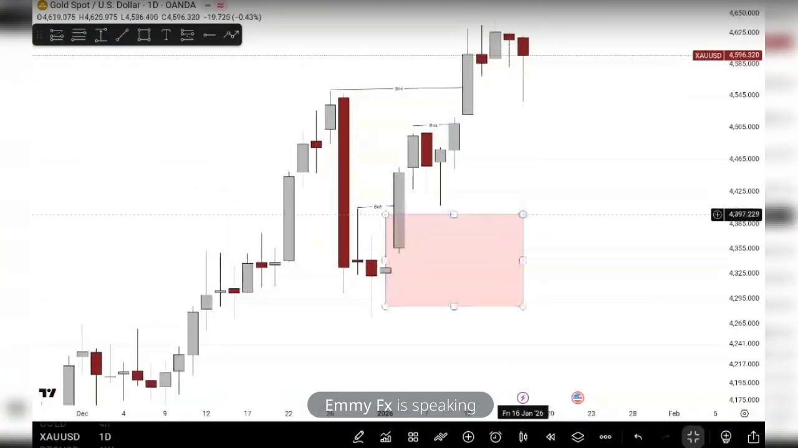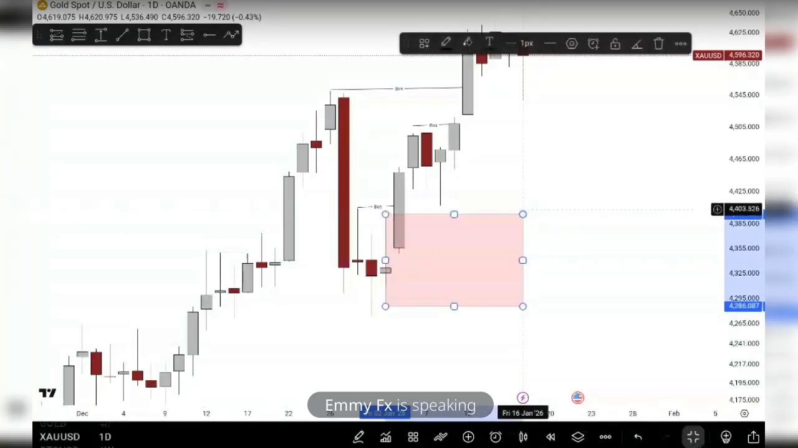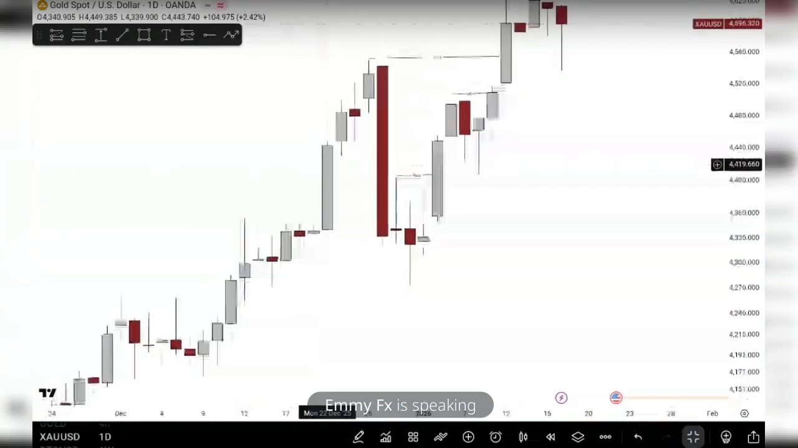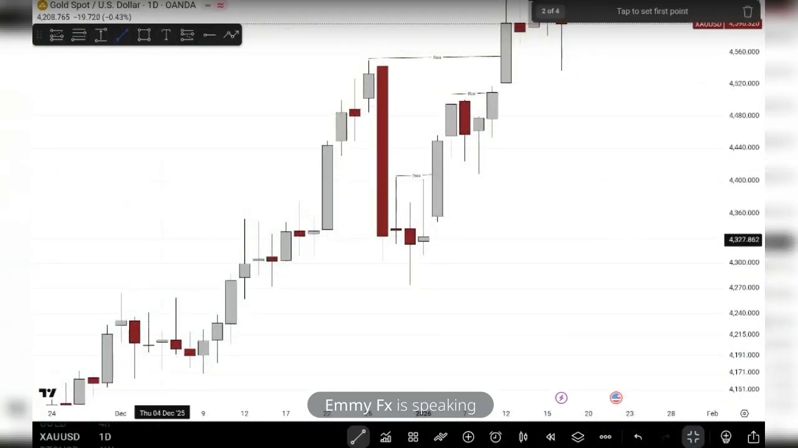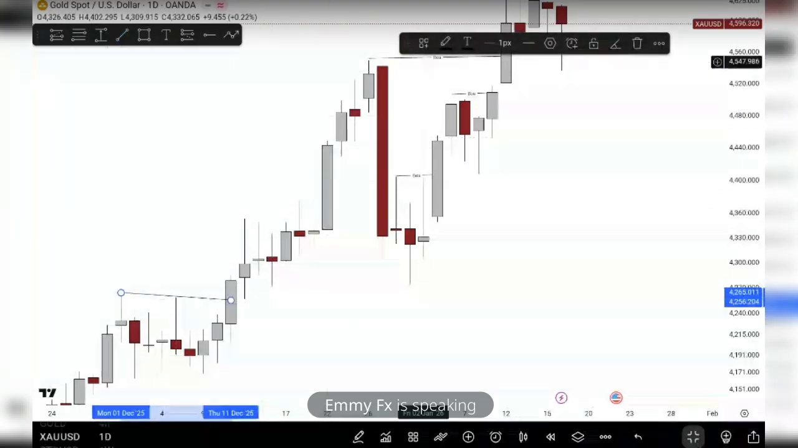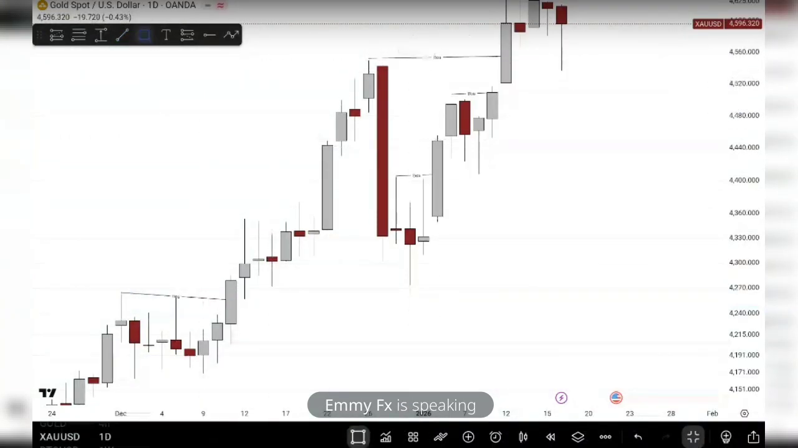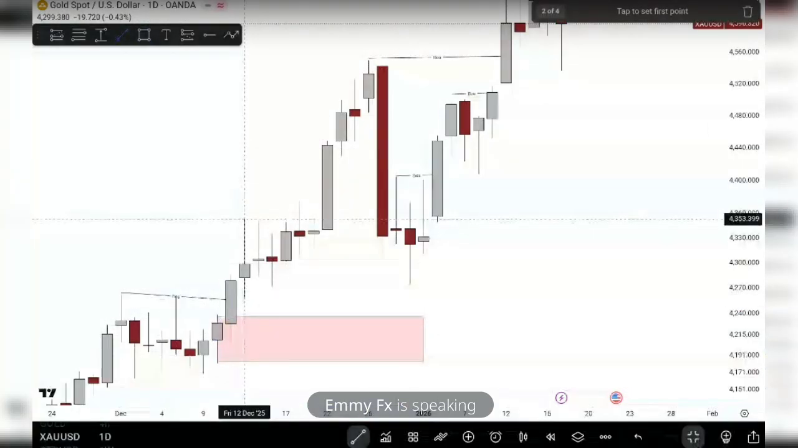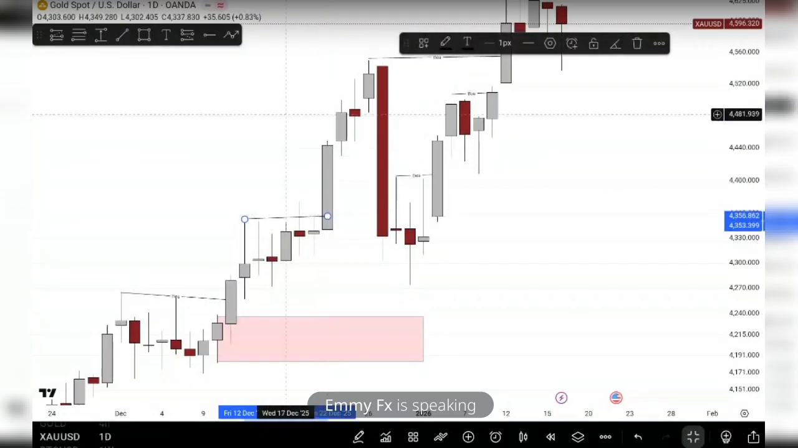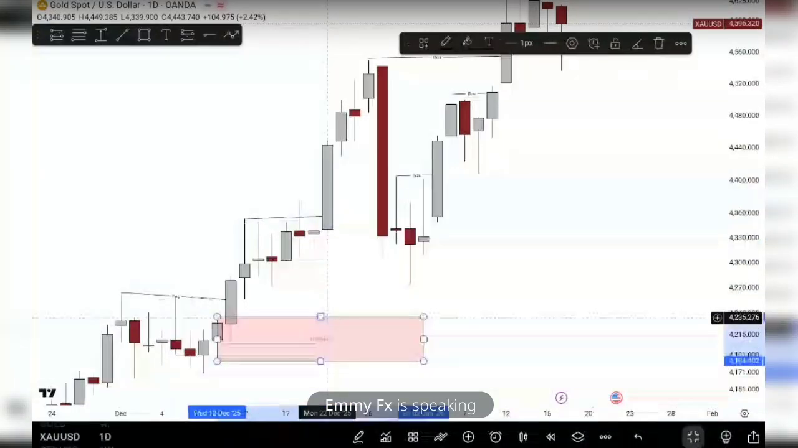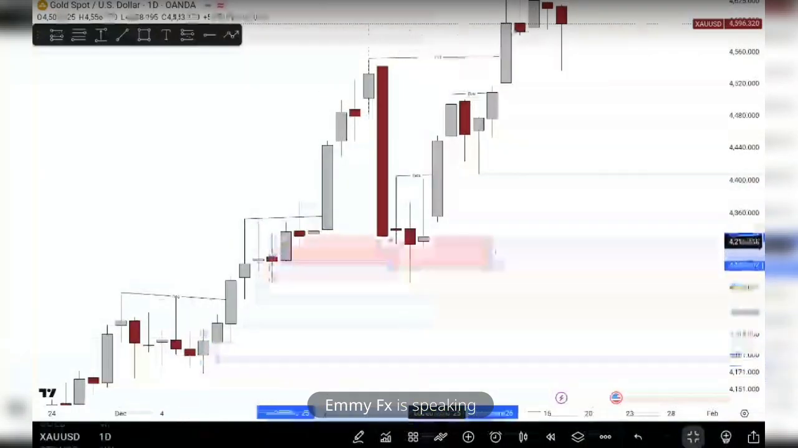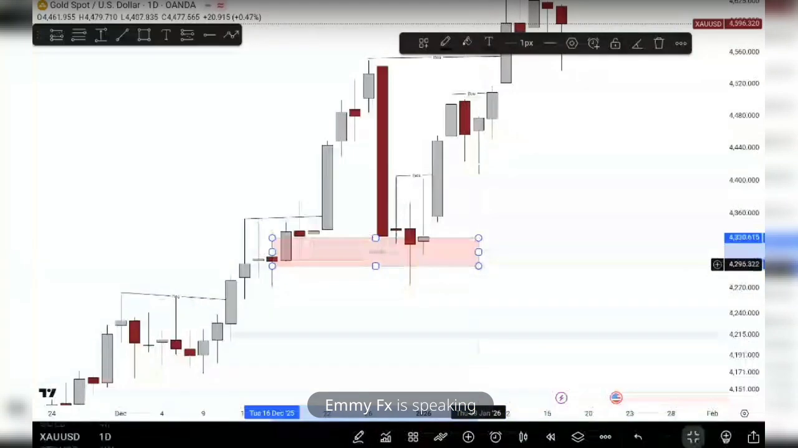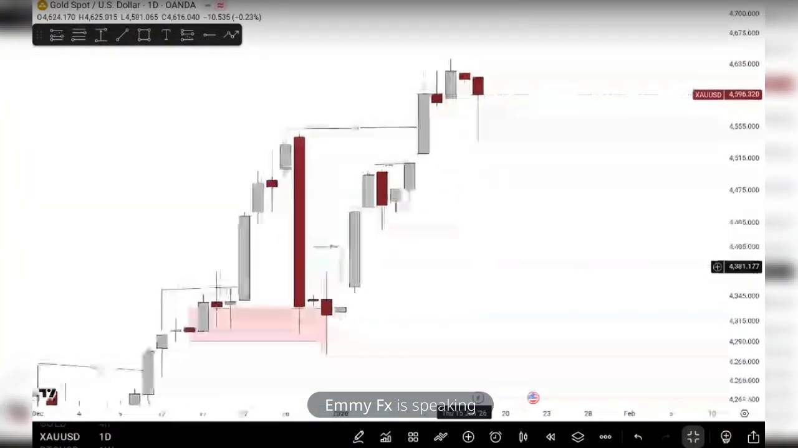We also have this break of structure to the upside at this spot, right? And this is going to be the order block that causes the break of structure. And we also have this break of structure to the upside. Since we have this break of structure to the upside, price is reacting to the order block that causes the break of structure, right?